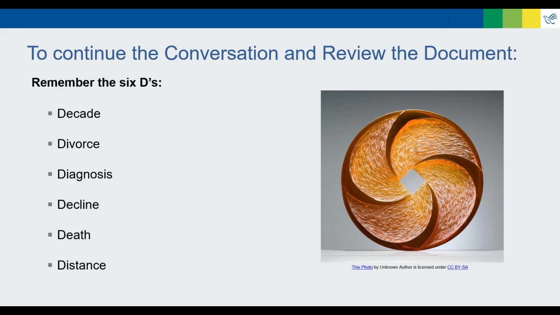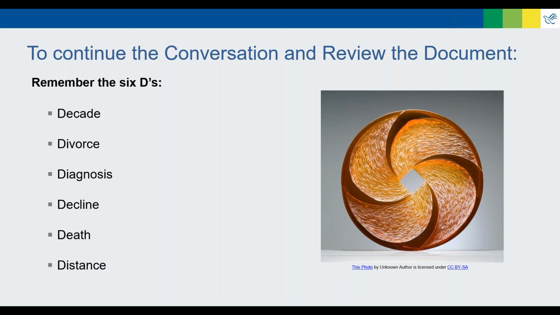Okay, and then we recommend what are called the 6 Ds to continue the conversation and remember to review the document. Our choices might be different over the years, and in some circumstances, the chances of us having different wishes may be increased. So those are the 6 Ds. Every decade, we should check our document, review it at least. If we're divorced, we should check our document and make sure the people who are assigned on our document are the people we want assigned. If we receive a new significant medical diagnosis, that often prompts review of an advance directive. And if we experience a decline in our health status.